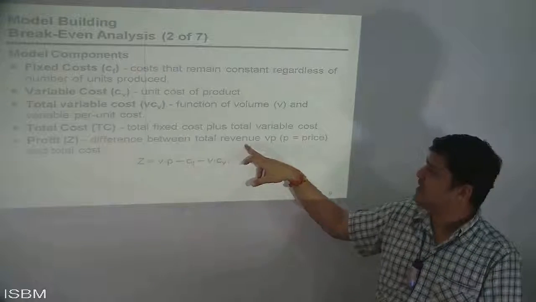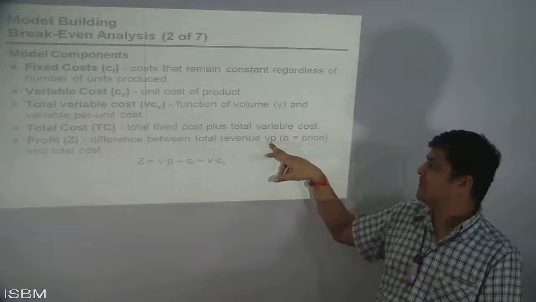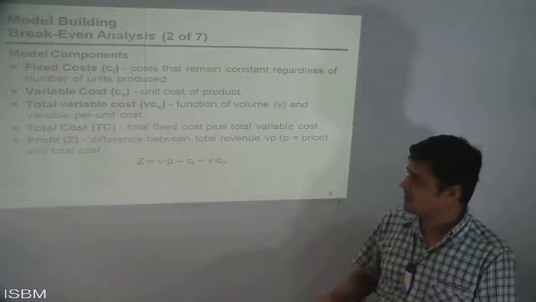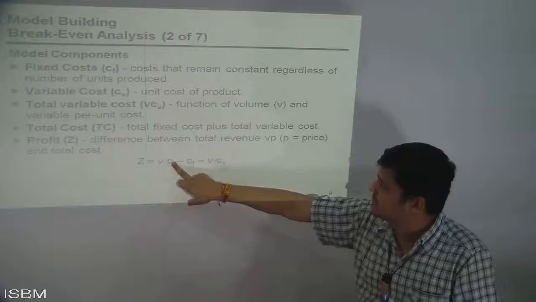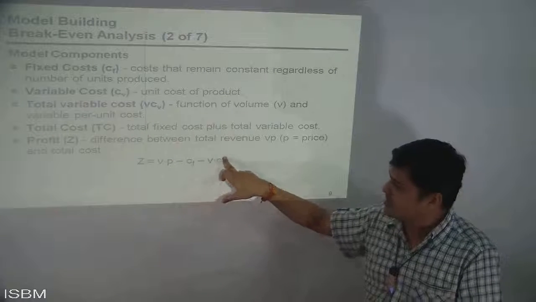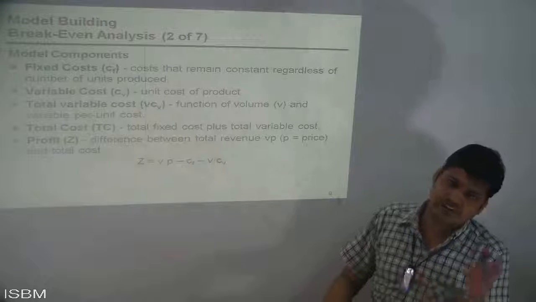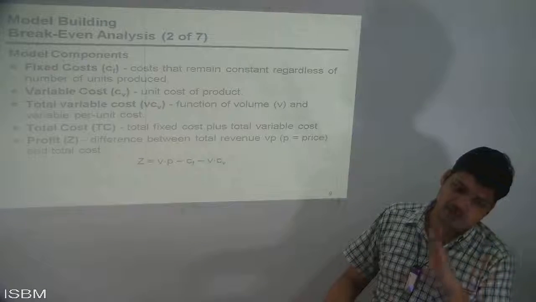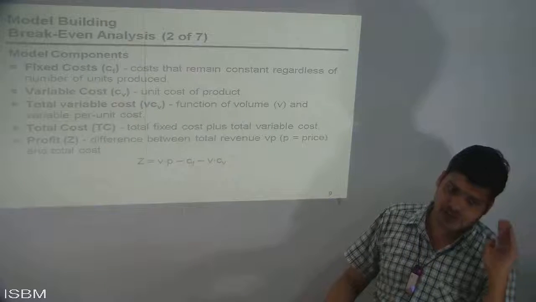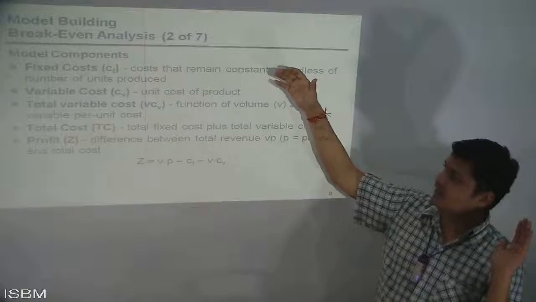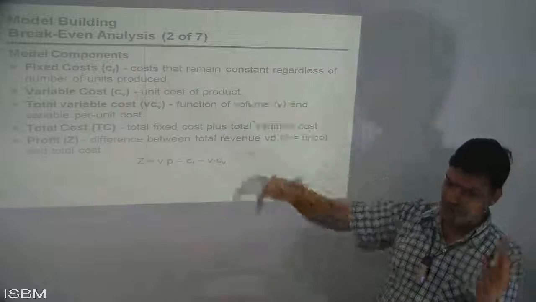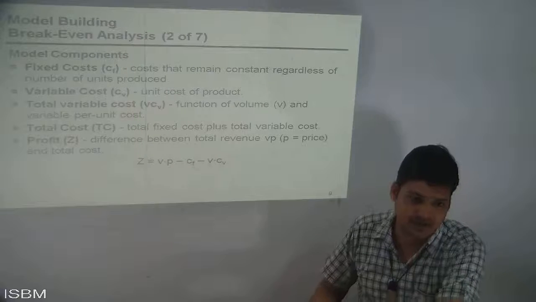Profit is the difference between the total revenue, which is V times P, where P is price, and the total cost. So revenue minus total cost is your profit. The revenue you have generated minus the total cost gives you your profit. These are some model components which we use in the break-even analysis.